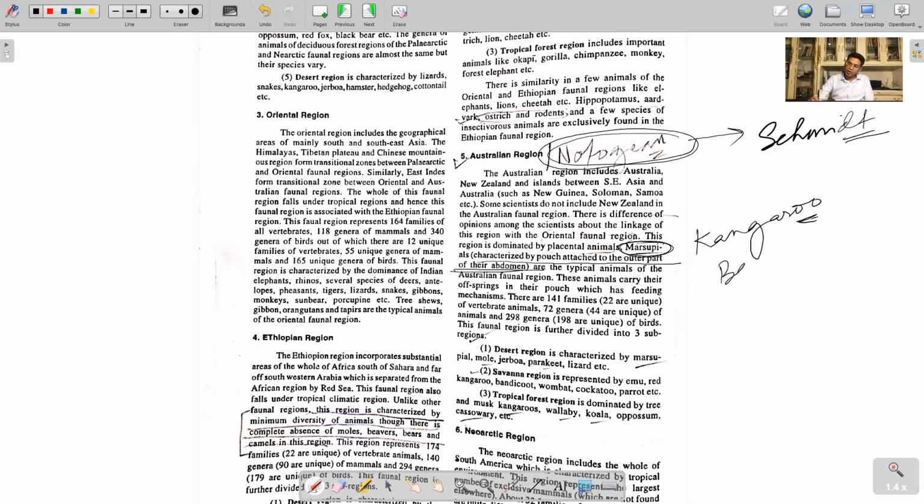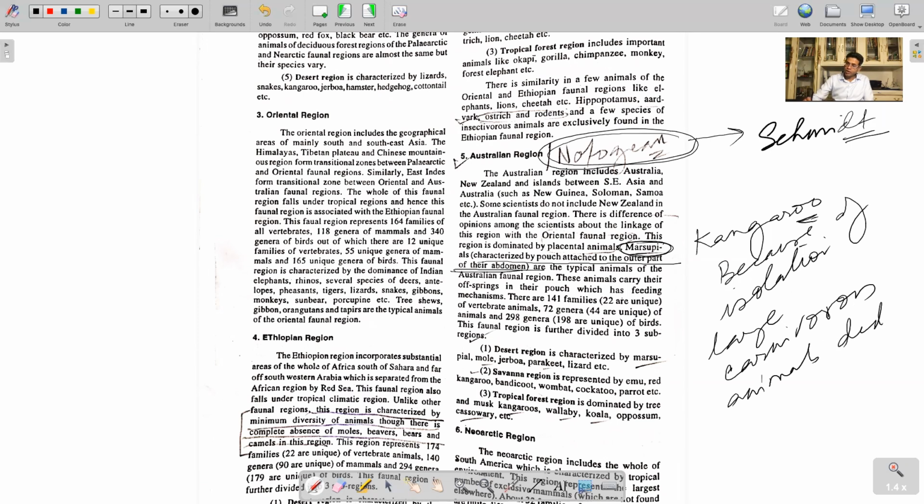Because of isolation, large carnivorous animals did not invade. Okay, and this area has been able to retain its uniqueness. Some of the important points that we have covered here.